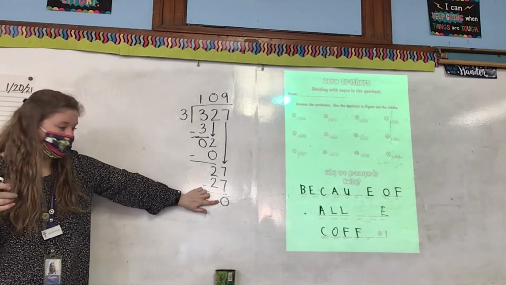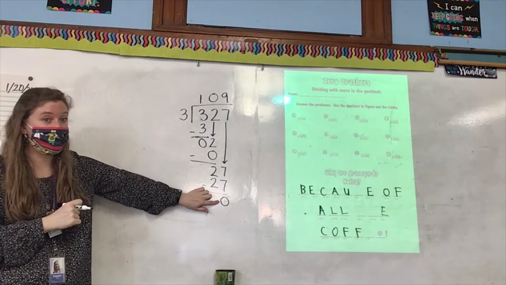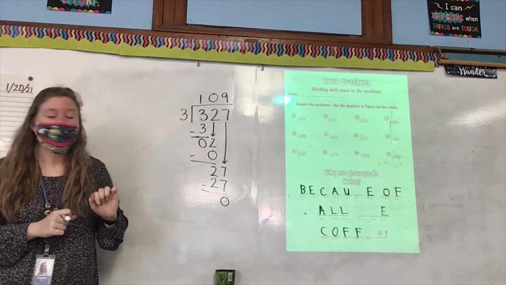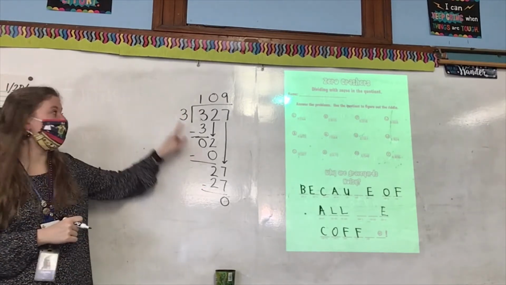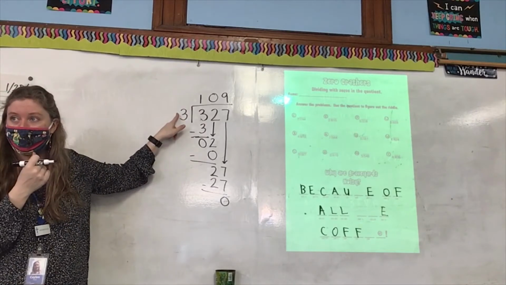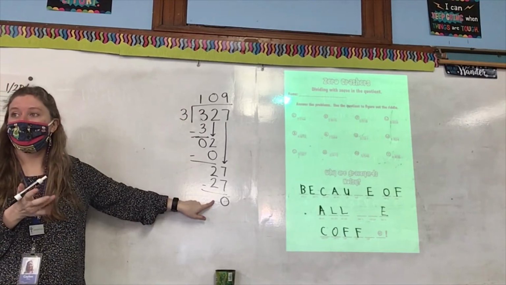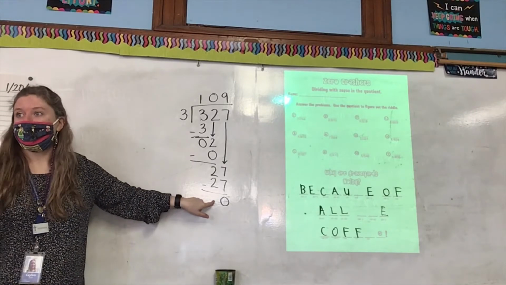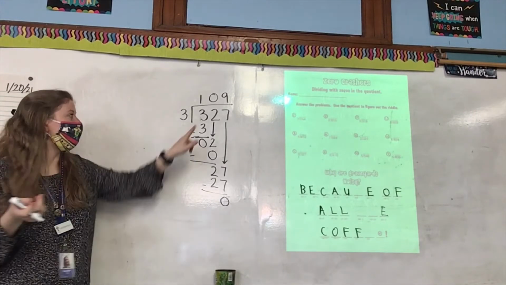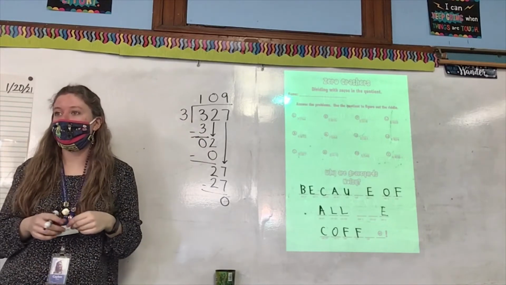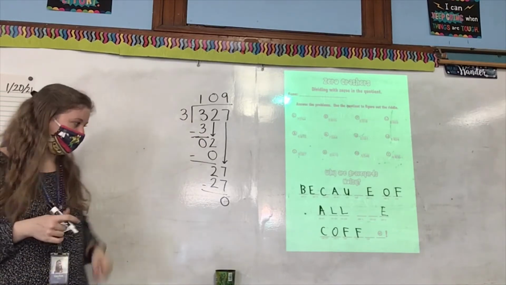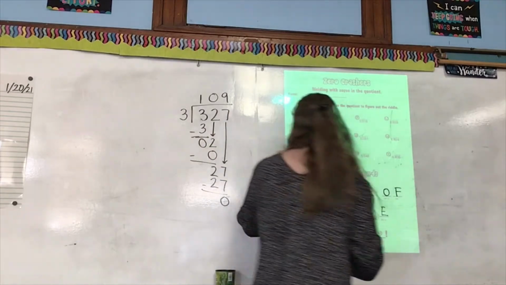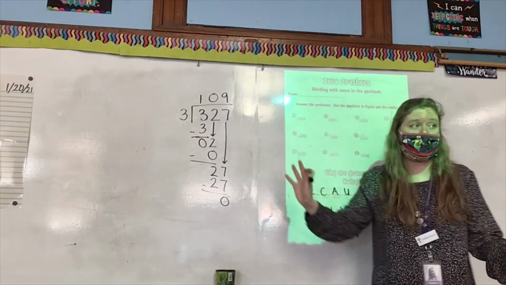We want to make sure that the answer to our subtraction problem is less than our divisor. Is the answer to our subtraction problem, 0, less than our divisor, 3? Yes. So that means 0 is the remainder. Do we write our 0? No. So 327 divided by 3 is 109.